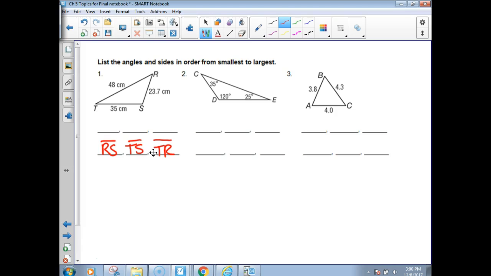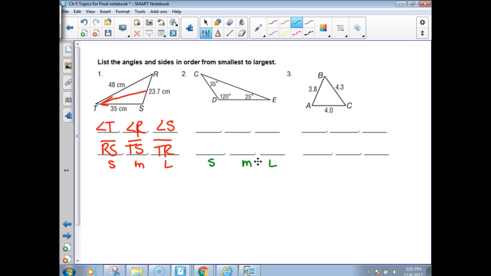And now to figure out the angles, RS was the smallest side, so angle T would be the smallest angle. Side TS was medium, so angle R is the medium angle. And I went small, medium, and large. And the biggest angle is angle S. Okay, we're supposed to go small, medium, large.